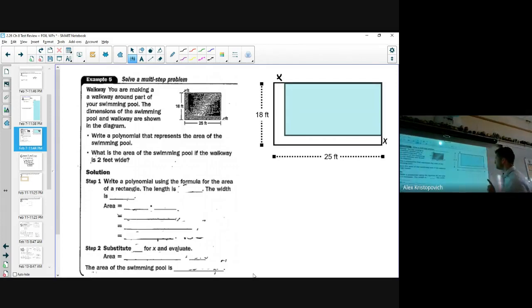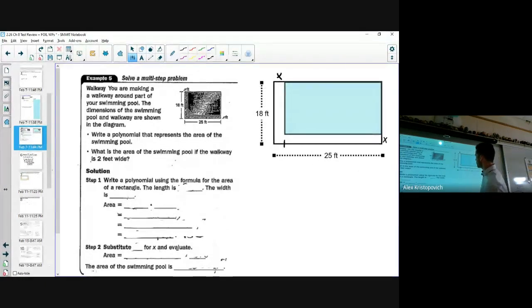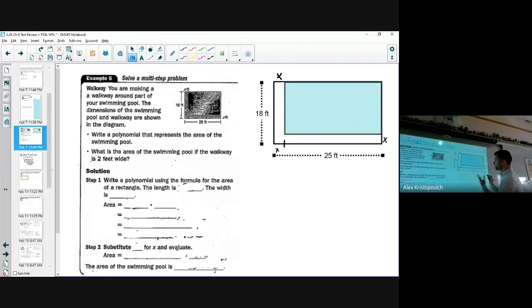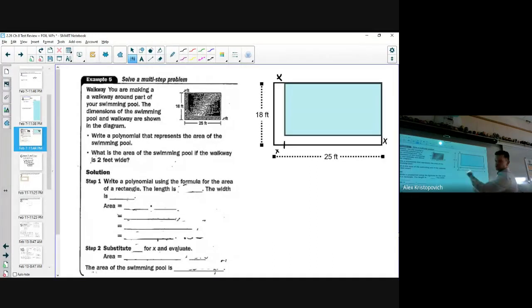So what we need to do is take the whole thing, which in this case is 25, and subtract away this portion of the walkway, right about here. And what we know, if you look up here, is that this value is X. So therefore, 25 take away X, that's our expression. 25 minus X would just refer to this portion right here, the pool.